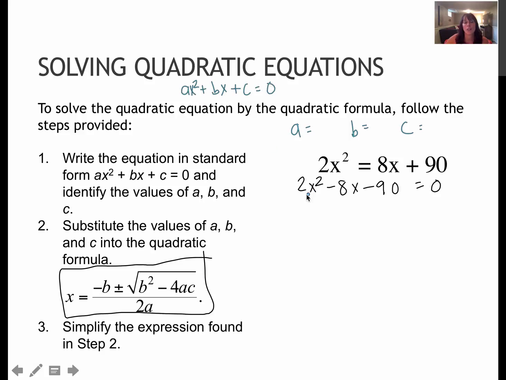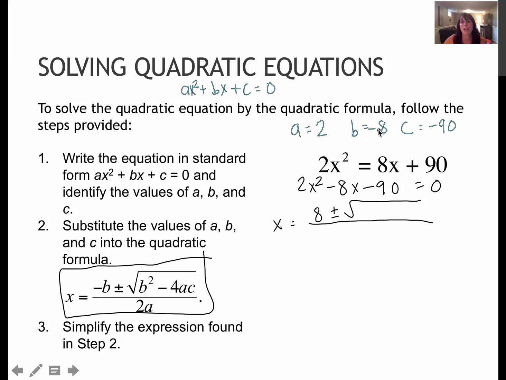So I'm looking for the a, which is 2, the b, which is negative 8, and the c, which is negative 90. Now, with the quadratic formula, I'm going to find my zeros by just plugging in all of those values and then calculating the result. So negative b, that's the opposite of b. So b is negative 8. I'm going to write the opposite of b, which is positive 8, plus or minus the square root. It's that plus or minus that gives us the two solutions.